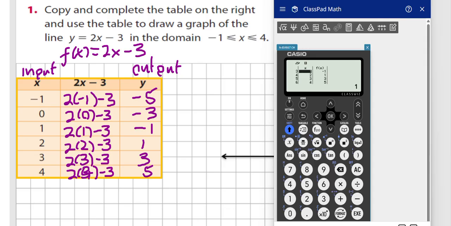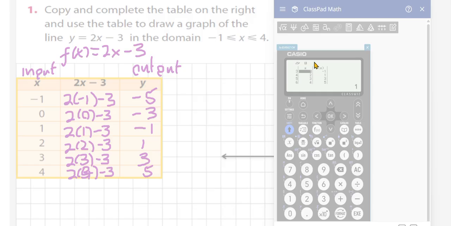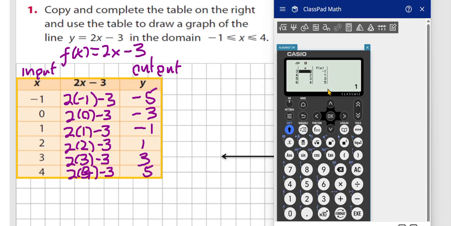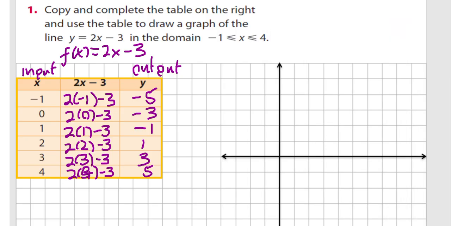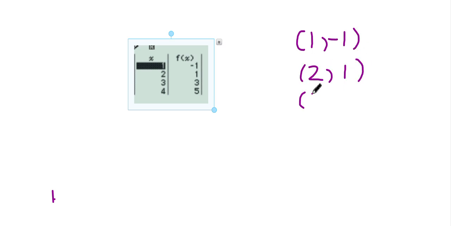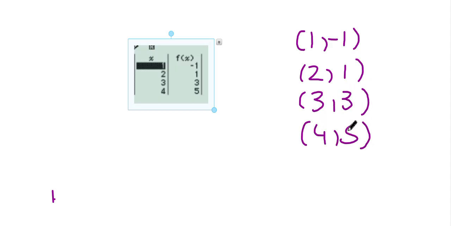If you take a screenshot of this, you're taking a screenshot of the 2 columns here and here. Okay? And what you're going to see is that these are the points on your graph. So if I use this one here, do you see the table I had previously? Input of 1 causes an output of minus 1. Input of 2 causes an output of 1. Input of 3 causes an output of 3. Input of 4 causes an output of 5. Now, that's how you use it, okay?